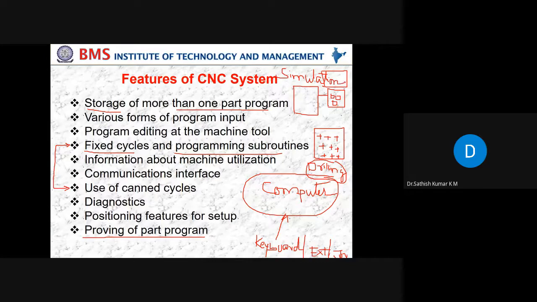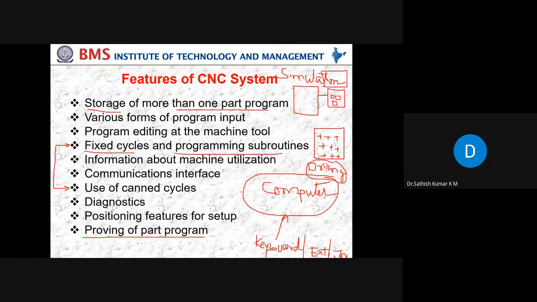Through the software, so you have CAD/CAM software, CNC softwares are there. There are plenty of simulation softwares available which show the concept of the machining. So that is the case of proving the part program. After observing the simulation, if the simulation is proper, then you actually carry out the work on the machine. That is the concept of proving of part program before actually running.